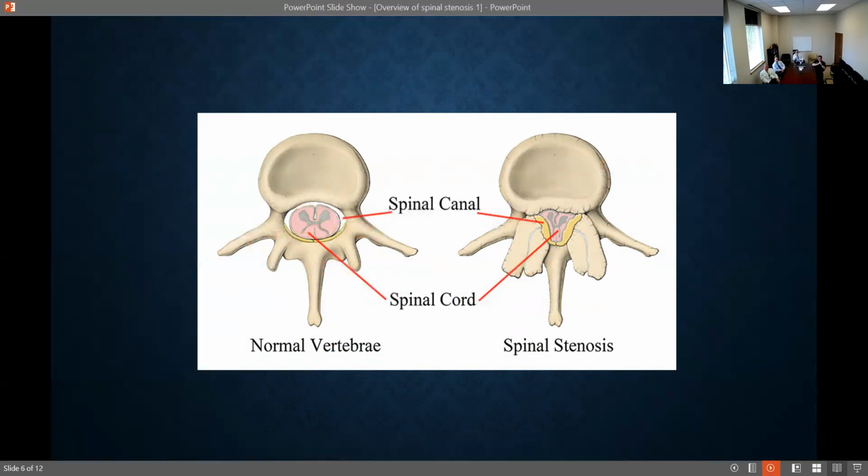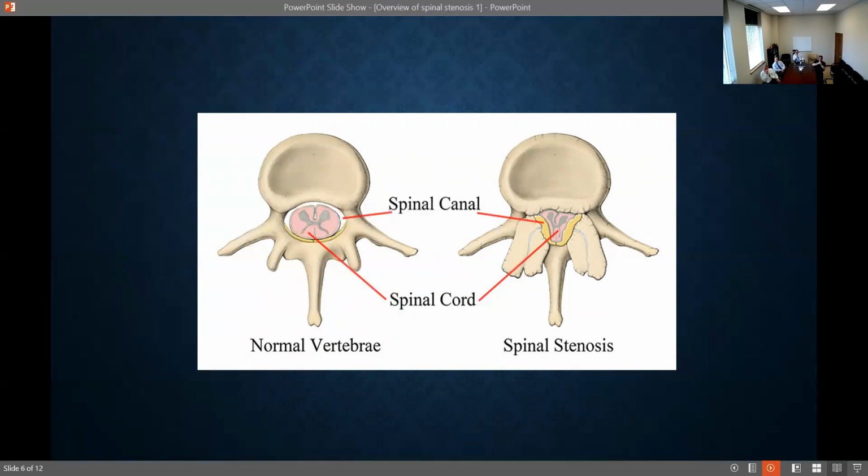So on the left is what this would look like from the top in a normal canal. And what you're seeing there posteriorly, obviously, is the spinous process. And those two little horns just lateral to the spinous process are most likely the inferior articulating process of this vertebral body that are going to make part of the facet joint. And you see the canal there. You see the ligamentum flavum, very nicely colored yellow, so you know what it is.